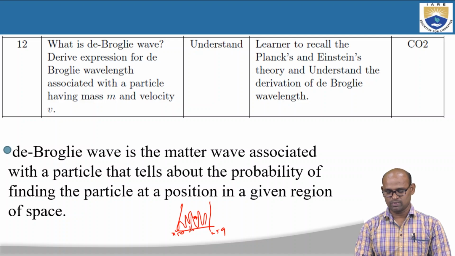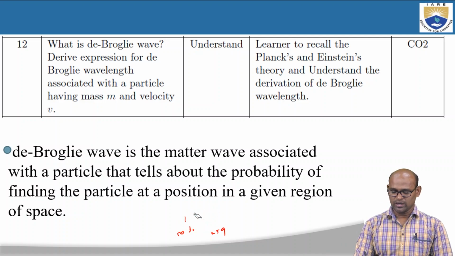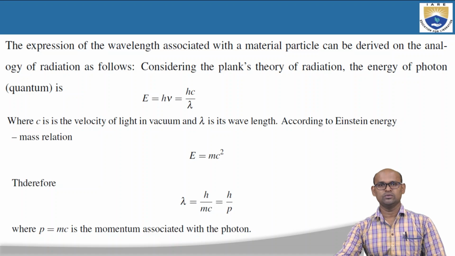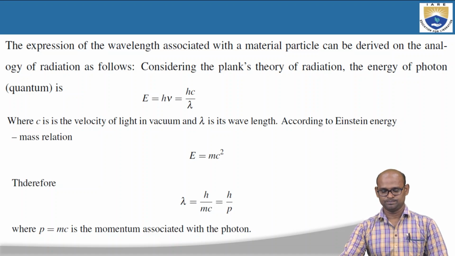At this location, what is the probability of finding the particle? The de Broglie wave, or matter wave, tells us about the probability of finding the particle at a position in given space. We need to derive the equation for the de Broglie wavelength.